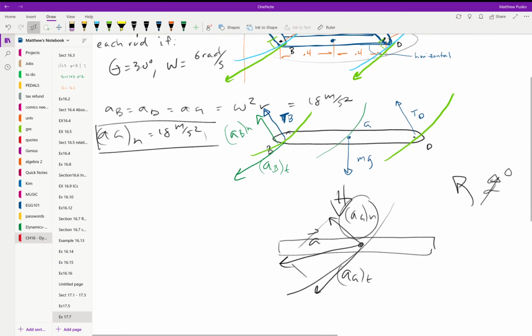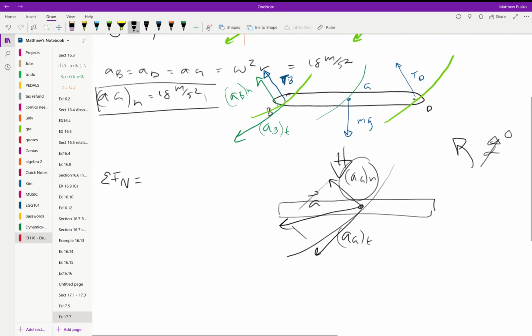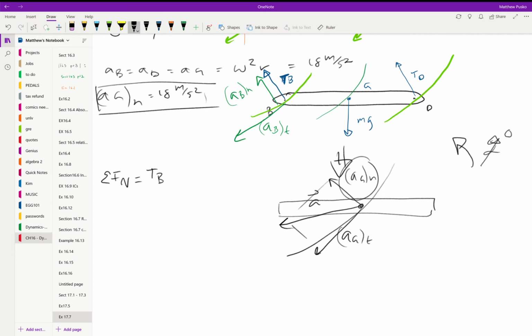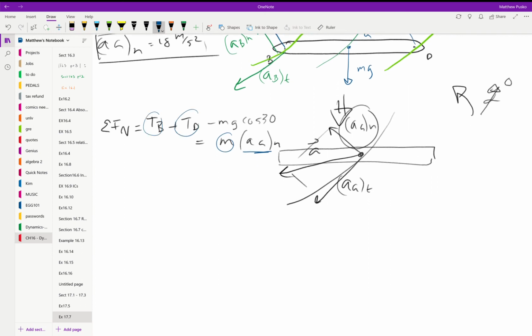To find the force, let's sum the forces in the normal direction first. I have a TB pointed up, a TD pointed up, and a minus mg cosine theta, which is 30 degrees, and that's all going to equal mass times the acceleration of G in the normal direction. We know this, we just found it, and we know the mass, so that leaves us with two variables. We still need another equation.